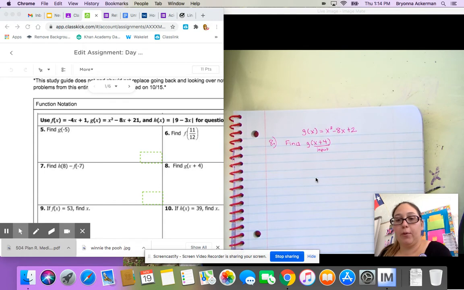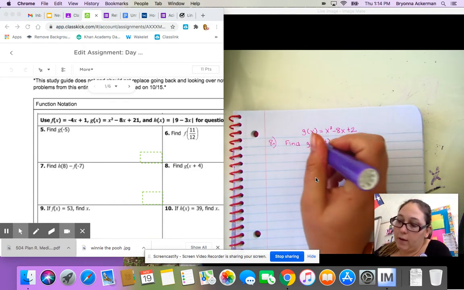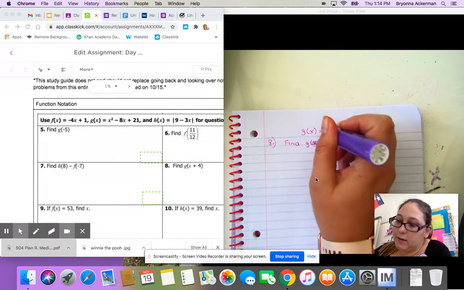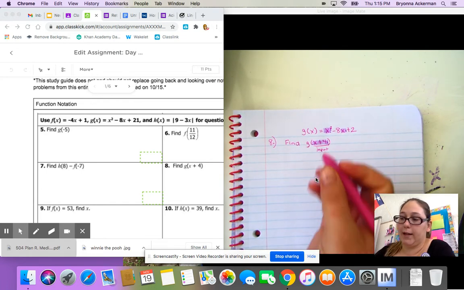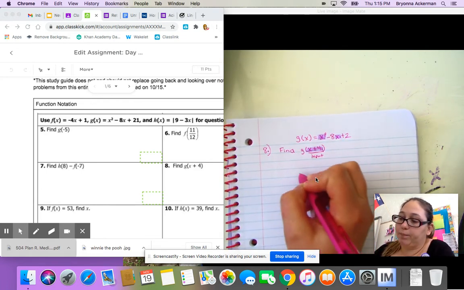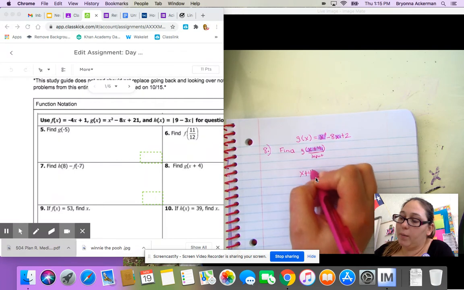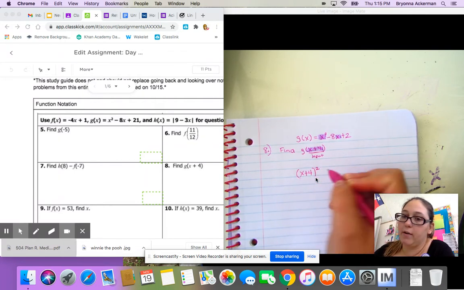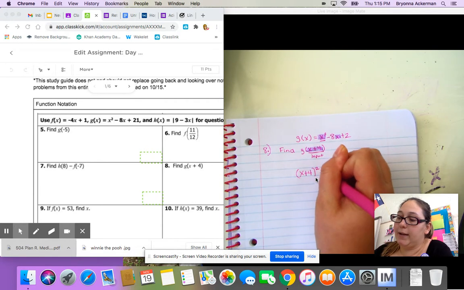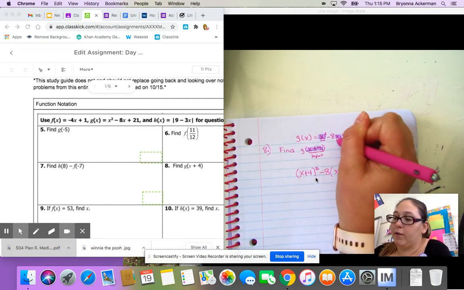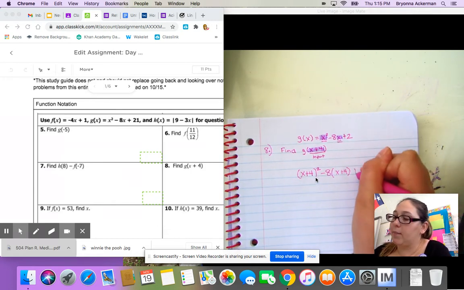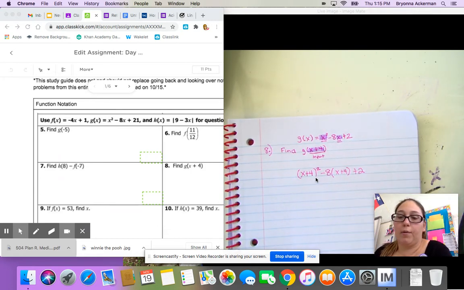Okay, we're going to input x plus 4 everywhere where you see x. So we're going to be left with (x plus 4) squared, so that went here, minus 8 times (x plus 4), that went in for this x, and then we still have that plus 2 on the outside. Now we're just going to solve and simplify.